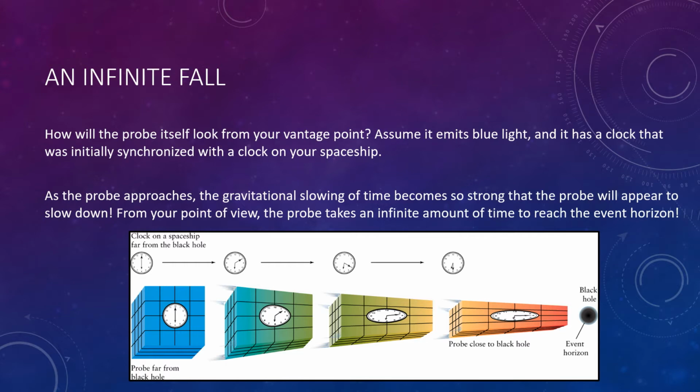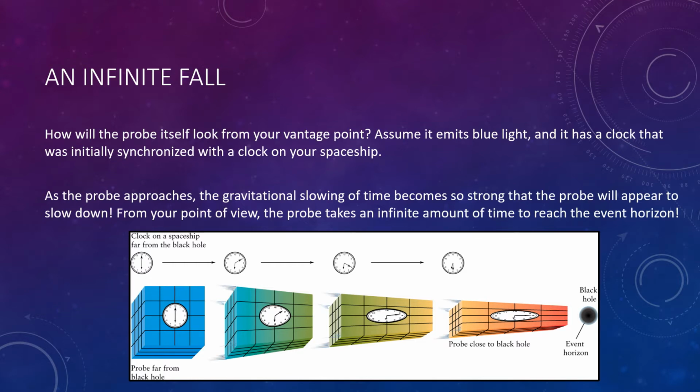You might expect that as the probe falls, the speed should continue to increase, right? It moves quicker as it falls. This expectation is true, but up to a point. As the probe approaches the event horizon of the black hole, where its gravity is extremely strong, the gravitational slowing of time, or time dilation, is so pronounced that the probe will actually appear to slow down.